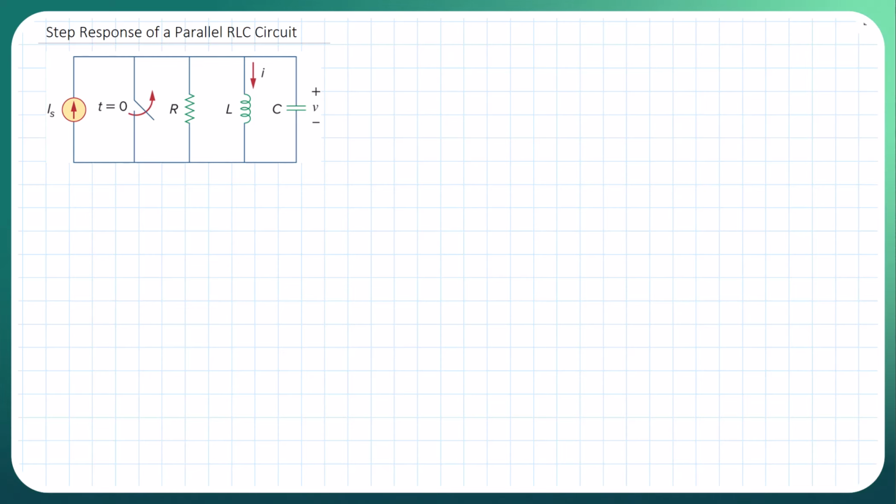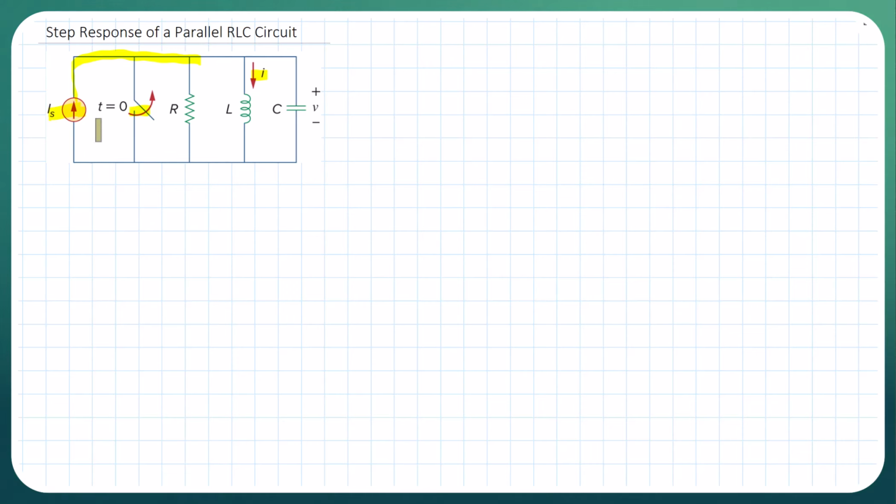Let's take a look at the step response of a parallel RLC circuit, and in this case we want to find the current due to the sudden application of a DC current. Meaning at time 0 we open the switch. Once we open the switch, then we have current coming through this parallel RLC circuit.